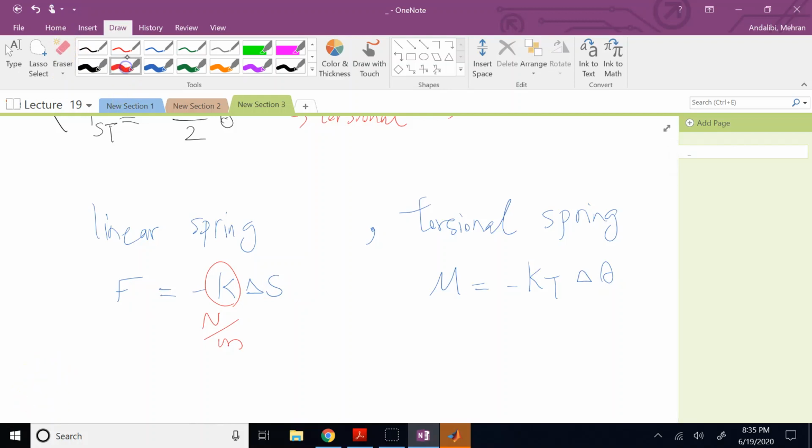But what is the unit for this one? This guy is Newton meter by itself, and this is radian. So it's Newton meter basically, because radian literally has no dimension, right? You know, radian has no dimension. So this is Newton meter per radian, this is Newton meter. So these are two different things.